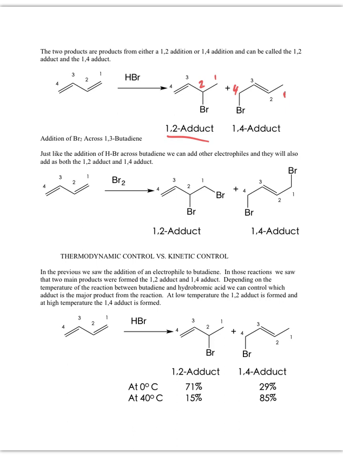So thermodynamic control versus kinetic control. If we do this reaction with one equivalent of HBr at 0 degrees, we primarily get the 1,2 adduct, with 71% of the product. If we do it at 40 degrees, we primarily get the 1,4 adduct. So what that tells us is the 1,2 adduct is the one that's easier to form, as we said earlier, so that is the kinetic product. And the 1,4 adduct, which forms at a higher temperature, is the thermodynamic product.